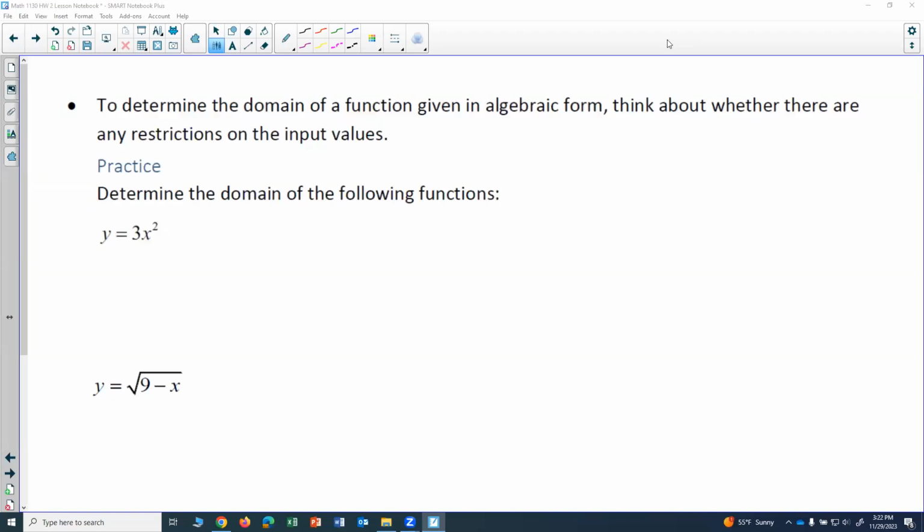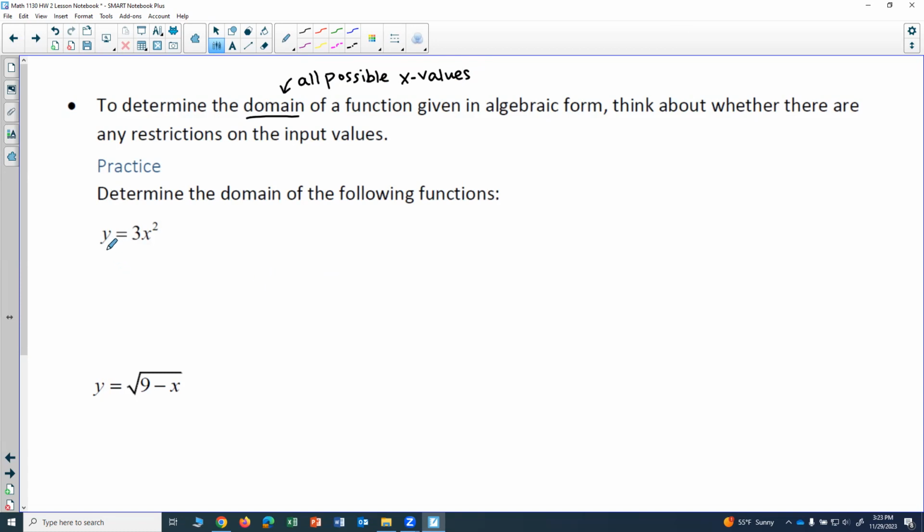This video looks at the domain of a function given in algebraic form. To determine the domain of a function in algebraic form, you want to think about whether there are any restrictions on the input values. We saw in previous videos that the domain is all the possible x values. And so what we're looking for is whether or not we can plug in any x value that we want to. You can start with the assumption that it's all real numbers and then look for any restrictions.